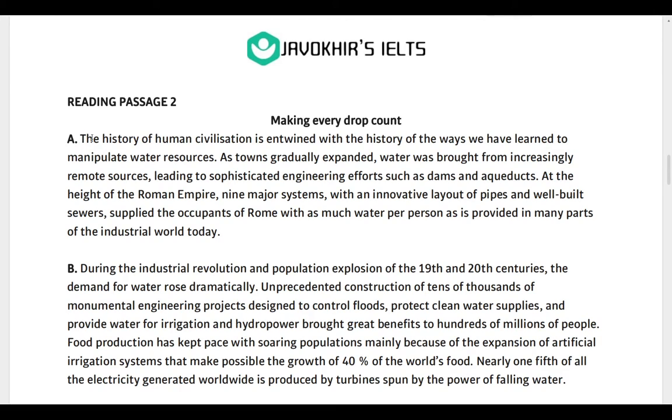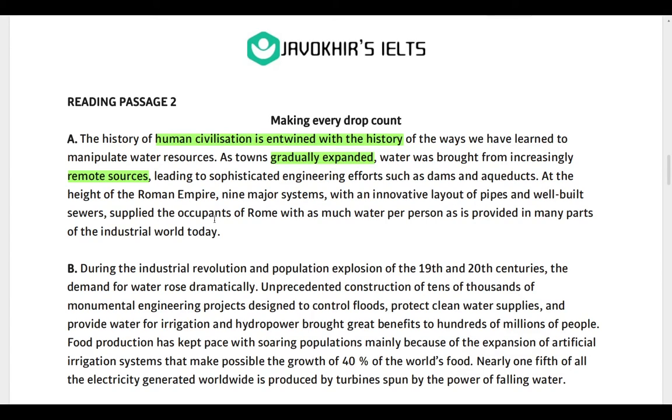Okay, the history of human civilization is entwined with the history of the ways we have learned to manipulate water resources. The word entwined means really connected, right? So we know that human civilization is connected with the history of the ways we have learned. As towns gradually expanded, water was brought from increasingly remote sources, leading to sophisticated engineering efforts such as dams and aqueducts.